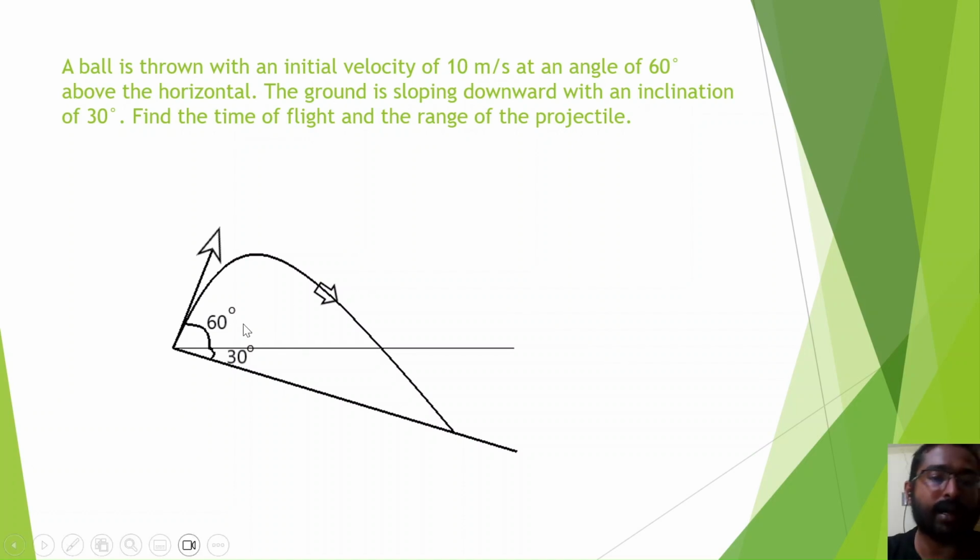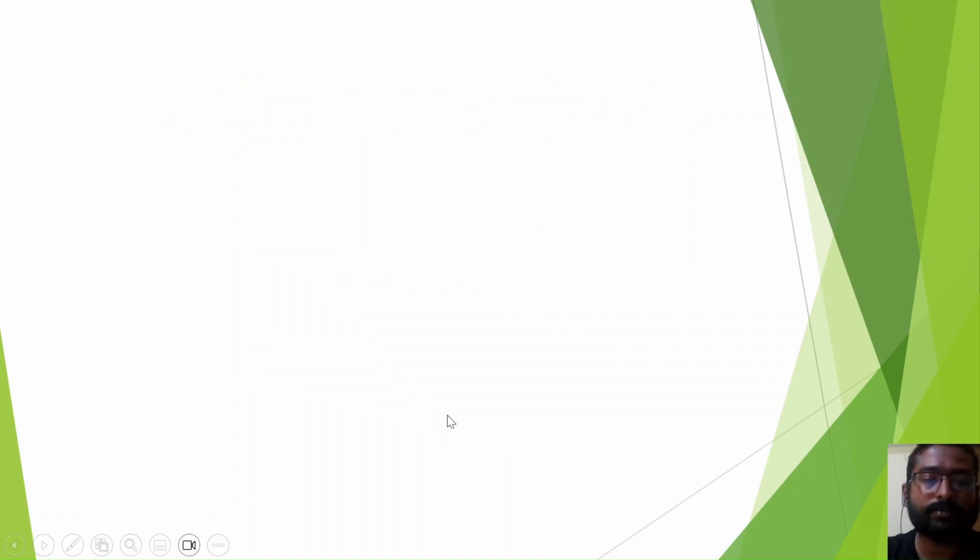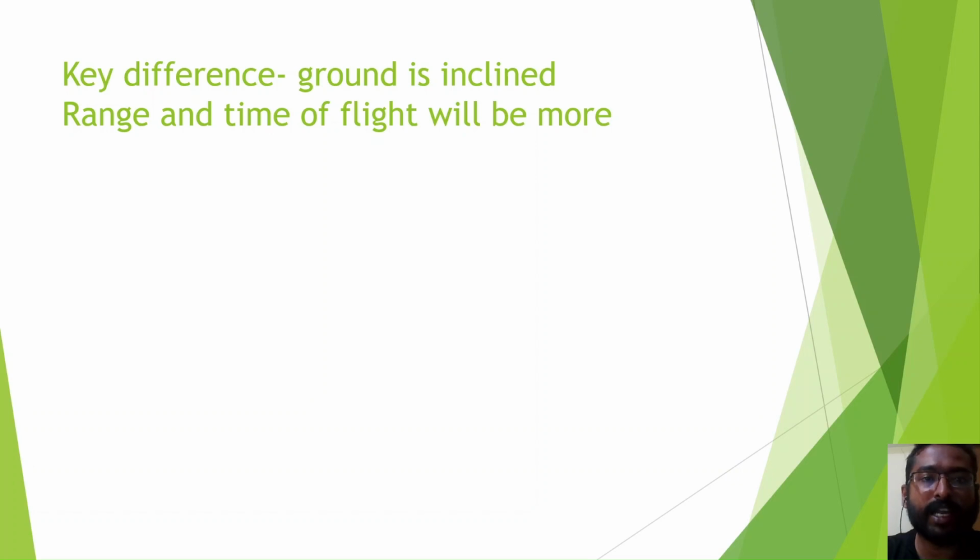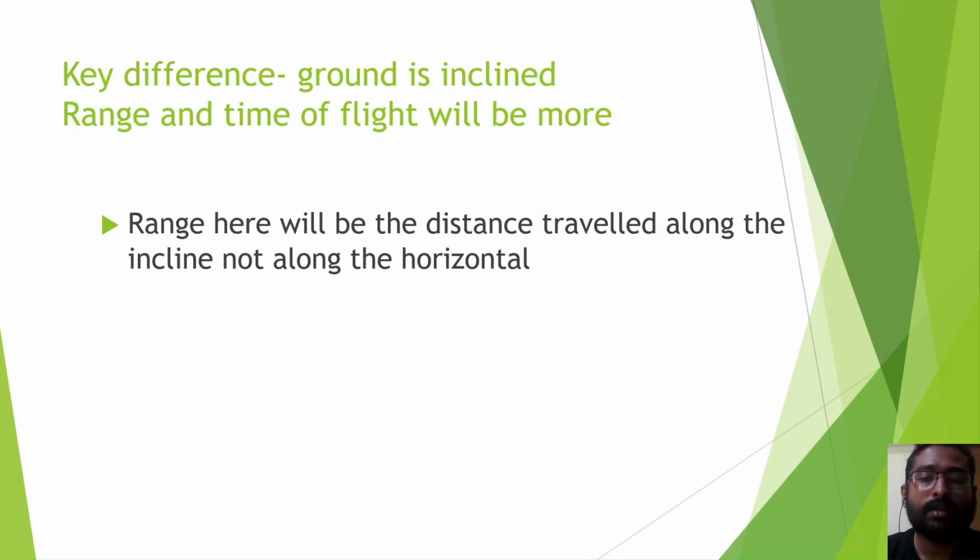So if you compare it with the normal projectile motion where land is horizontal, in that case, time of flight will be less than this case. In this case, the distance traveled along the inclination will be more than the normal case, and the time of flight will also be more than the usual or normal case, okay. Here the key difference is the ground is inclined, and range and time of flight will be more, okay. And the range is the distance traveled along the incline, okay.